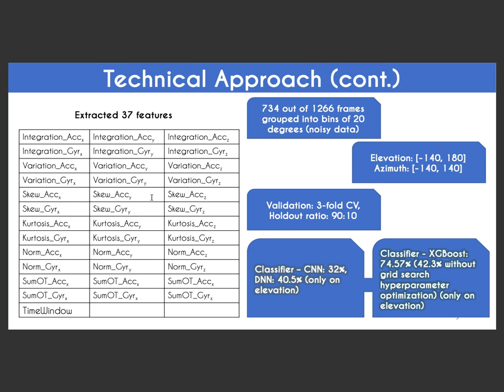Due to the variable sampling rate, neural networks perform really poorly on the dataset. However, after fiddling around a bit, we found out that XGBoost performed quite well, reaching a classification accuracy of almost 75% after we did a grid search hyperparameter optimization.